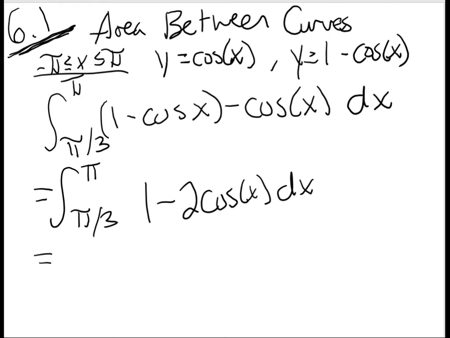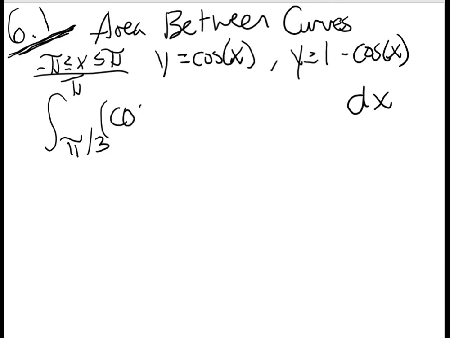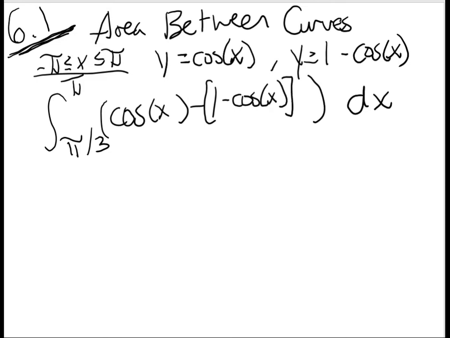And then the last integral is the only one that looks different from the two. It is cosine x minus 1 minus cosine x. Which, and it's from negative pi over 3 to pi over 3. And we can evaluate that.